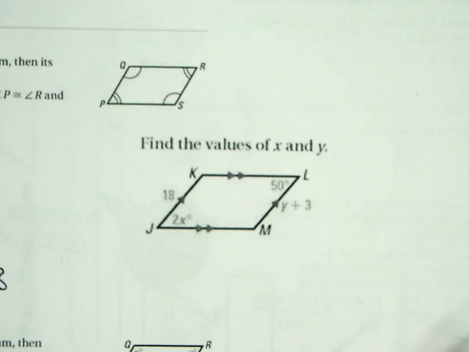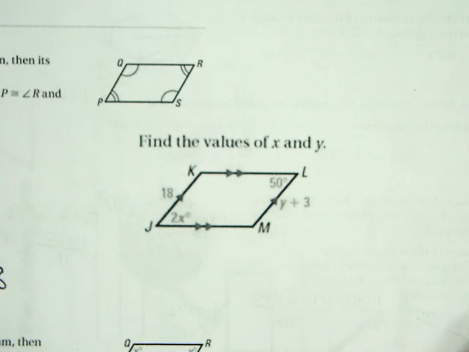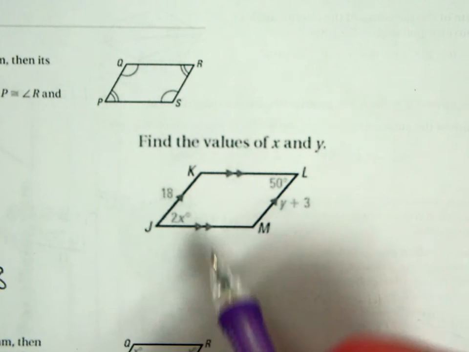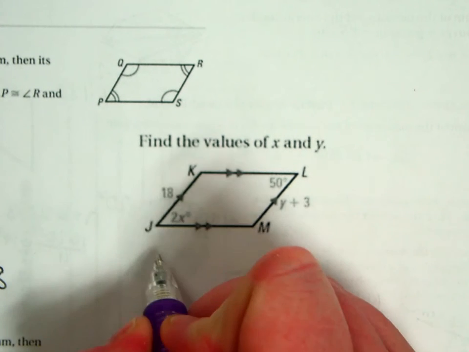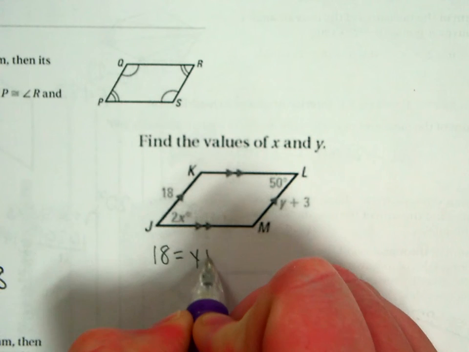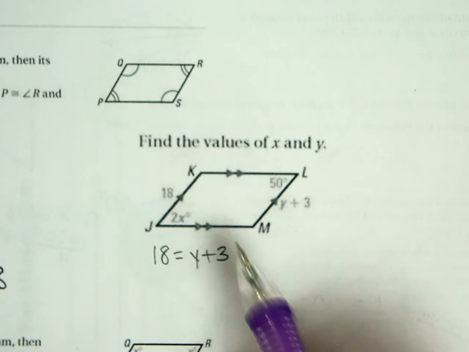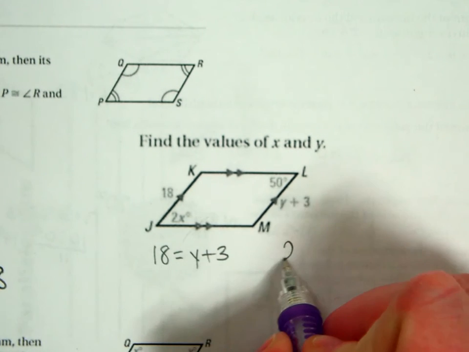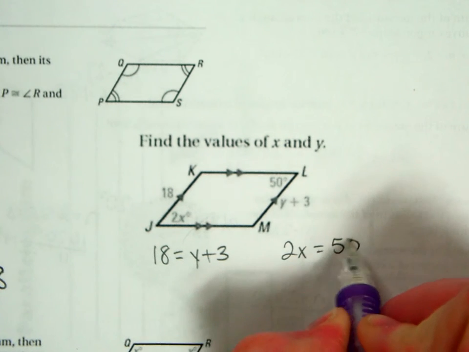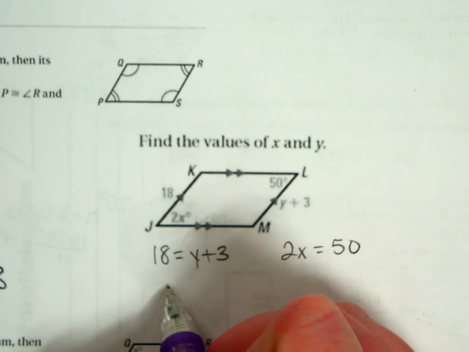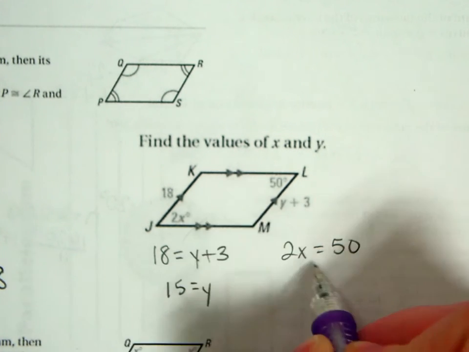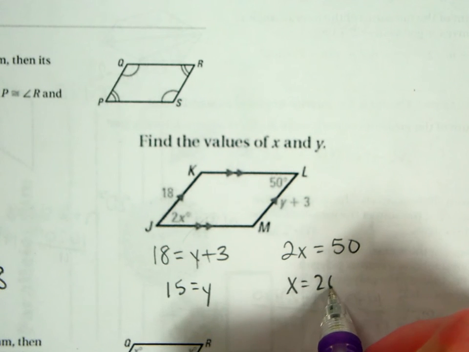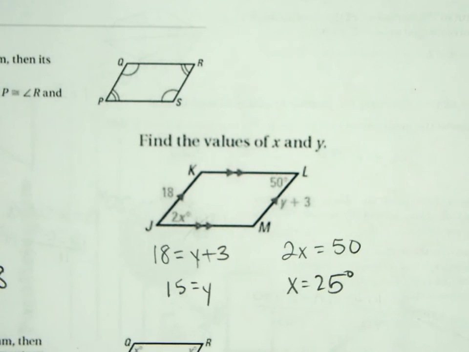Find the values of X and Y. First and foremost, looking at my pictures, opposite sides are parallel based on markings. Opposite sides must be congruent. So 18 equals Y plus 3. And we also know that opposite angles are congruent, so 2X equals 50. Minus 3, 15 equals Y. Divide by 2, X equals 25 degrees.